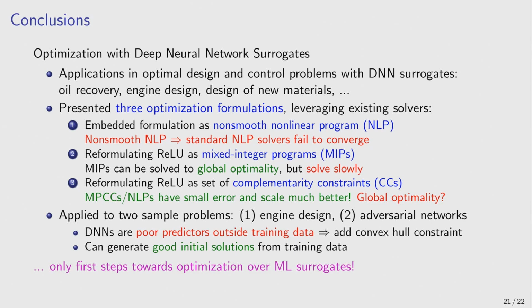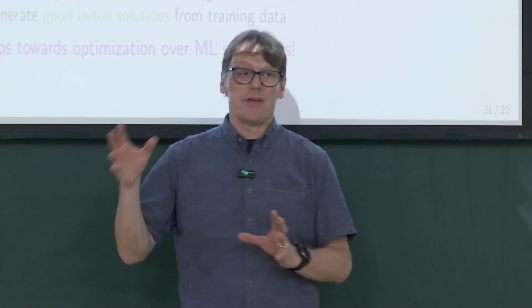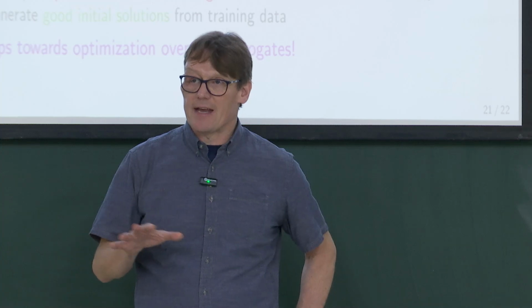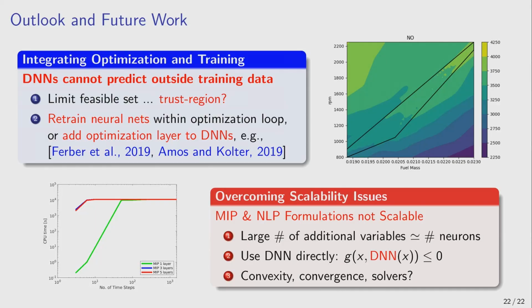And really this is just the first step towards doing some form of rigorous optimization over machine learning surrogates. And there's a lot more work to be done. In particular, as you saw when I had the one example where the optimizer was wandering off and finding points that hadn't been trained on before, you may have to have this inside a loop that actually retrains the neural network. So the assumption that the neural network is there and given forever is not necessarily a realistic assumption. And so there's lots of things that one can still do.